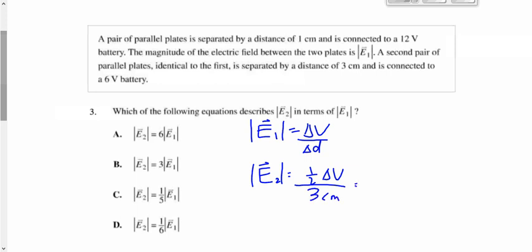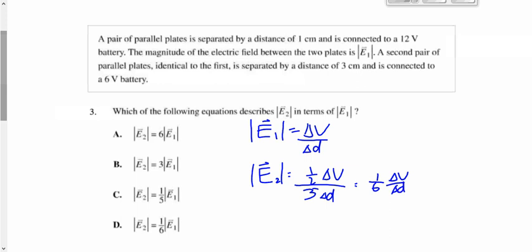A half divided by a third is a sixth. Whoops, that's not what I wanted to do. Delta D was, what was delta D? 1, now it's 3, so it's 3 times delta D. So my number was right. I just expressed it wrong there. 3 times delta D. Half divided by 3 is a sixth times delta V over delta D.